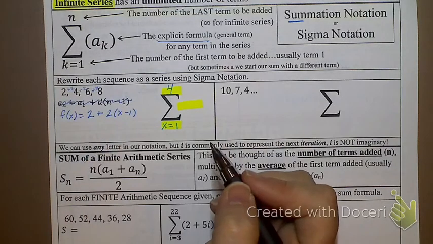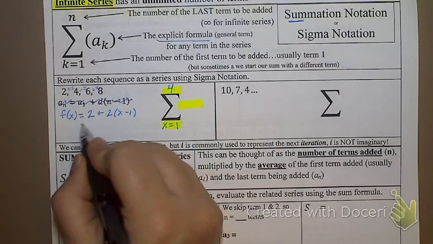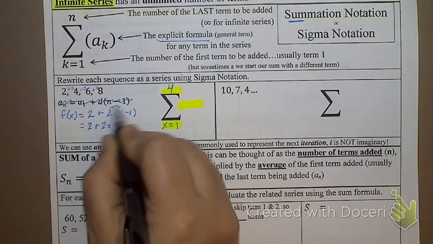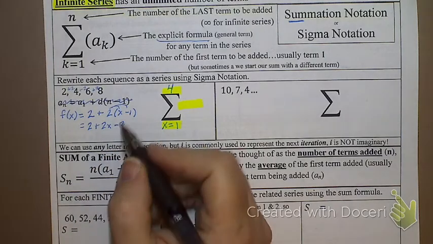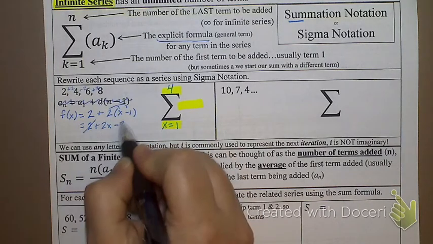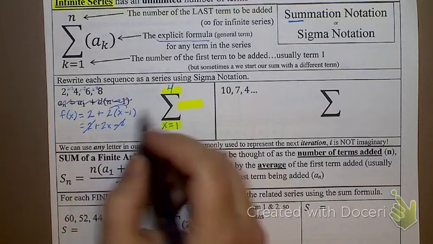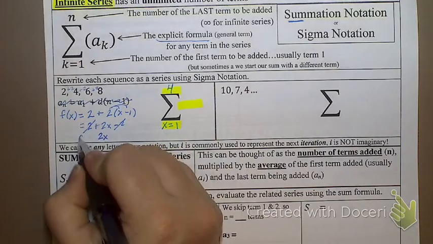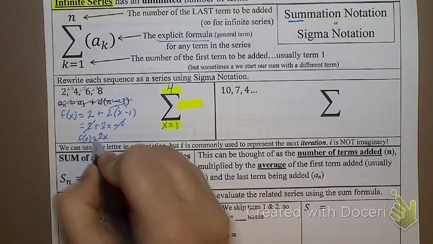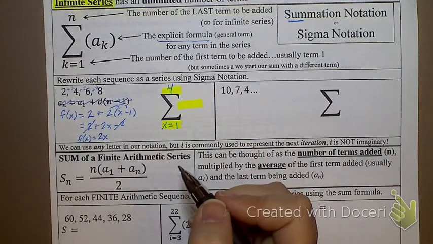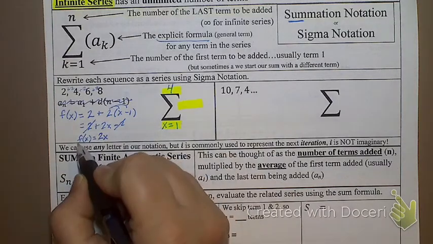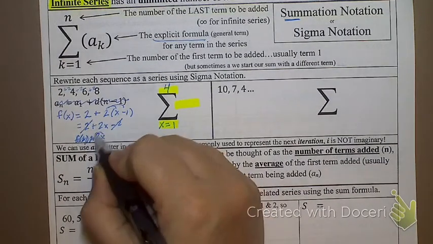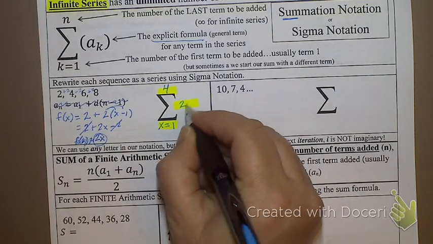x minus 1. So now I've got to do a little bit of simplifying. I have 2 plus 2x minus 2. What do you notice happens? Those guys cancel, and I'm left with 2x as my formula, if you will, right? Now, when we put it in summation notation, we don't use the f of x equals. We ignore that part, and we just take that, and that's what goes right here.